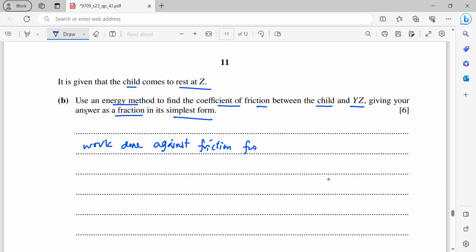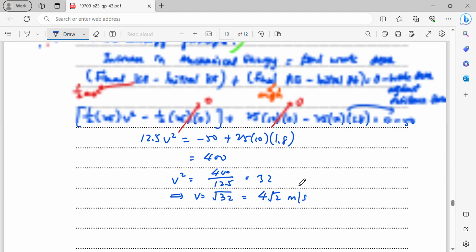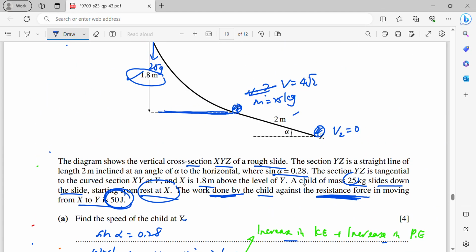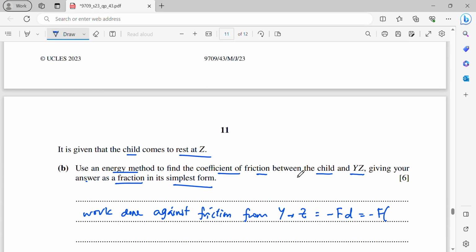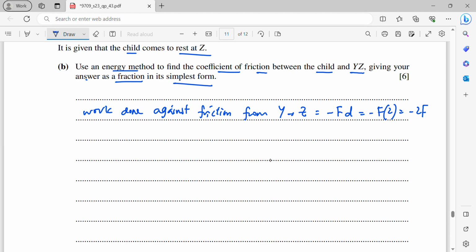Just now it also had friction, but that was given already. But here it's not given. Okay, the work done formula is FD. But here we will write minus FD because it is the friction, right? So now it will be negative F. The D is 2 because the distance here is 2 when we refer to this. So I will times by 2, then you will get minus 2F. That is the work done against friction from Y to Z.